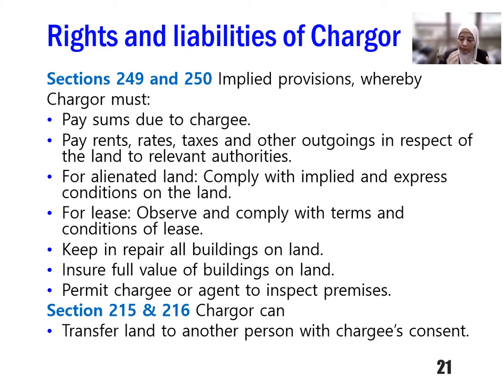If it's strata, must pay the parcel rent to the relevant authorities. For alienated land, comply with implied and express conditions on the land. Why? Because the banks will be afraid. In the case of any breach of conditions that can cause the land to be surrendered or forfeited to the state authority. So it is an obligation for the charger to comply with implied and express conditions. They fear a breach of condition will have an adverse effect on the chargee, right?